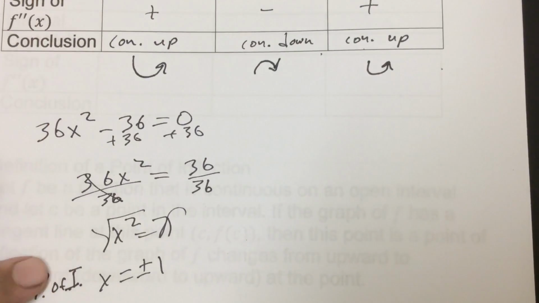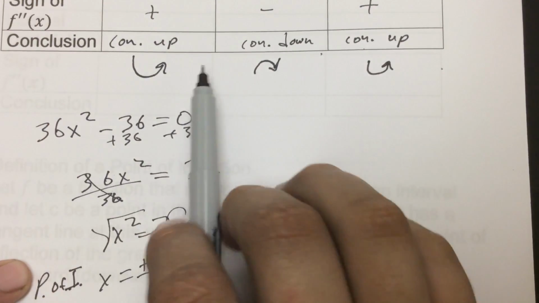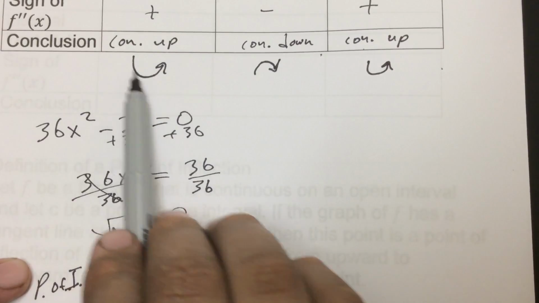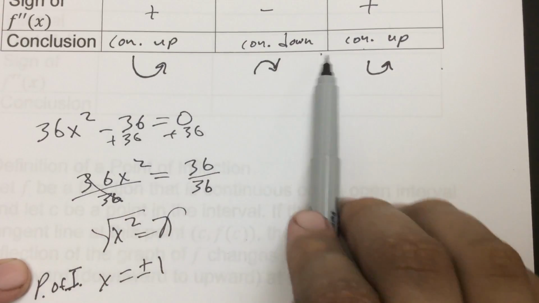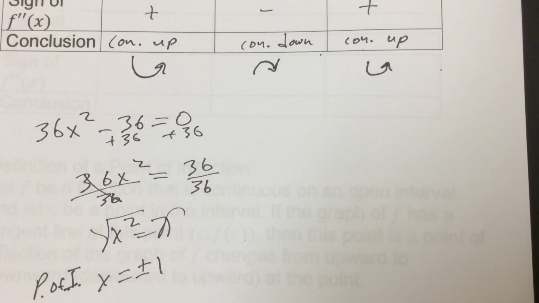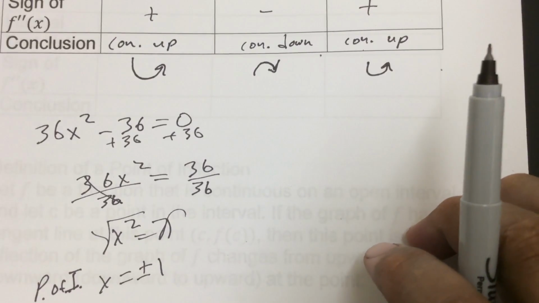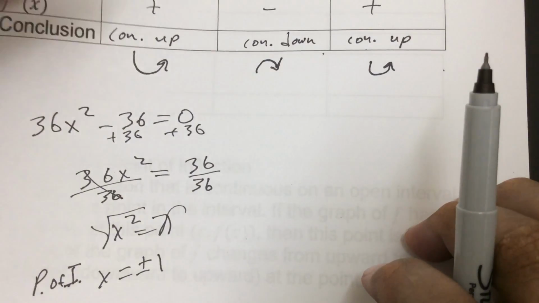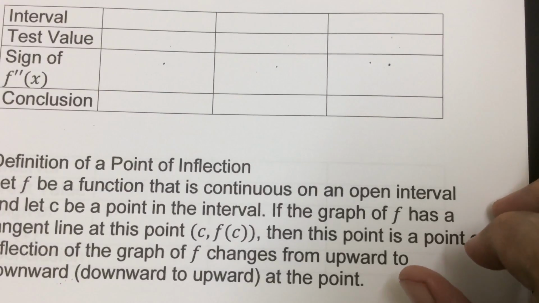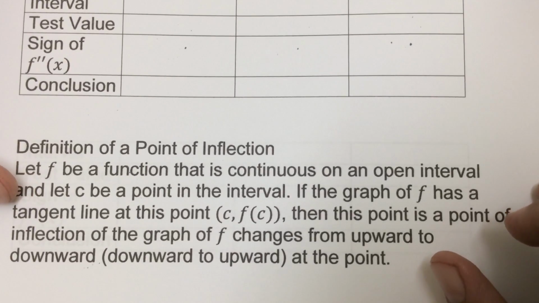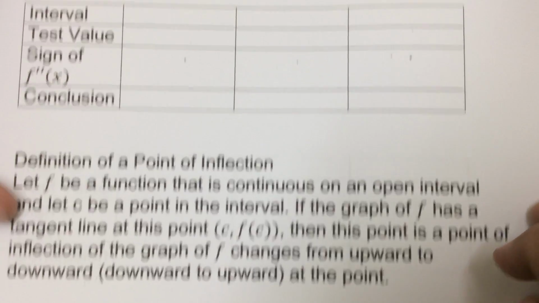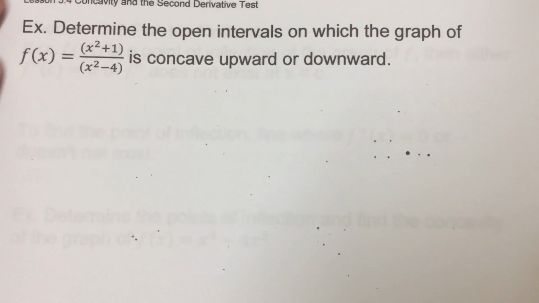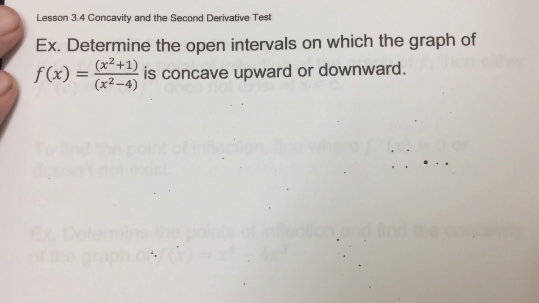So the P.O.I. I was talking about, points of inflection. That's where it switches. So if we're going up to down, that's a point of inflection. Down to up, that's a point of inflection. Which I believe we talk about here in the next one. Points of inflection. So it's where it changes from up to down or down to up. So find where it's concave up or down.